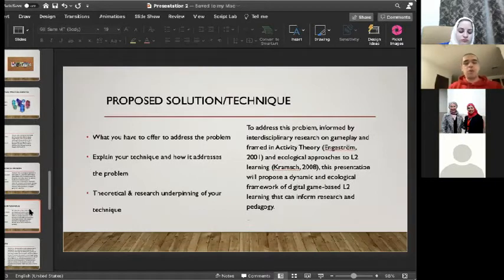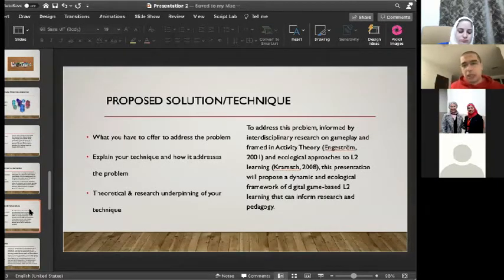Then discuss or present your proposed solution or technique. So discuss the pedagogical intervention that you're proposing as a solution to this problem. And here you want to explain your technique and how it addresses the problem, and provide the theoretical and research underpinning for your technique. So provide any background research or citations to demonstrate that this is not just your idea, or not just something you came up with out of the blue, but something that has been established in research and supported by key learning theories.